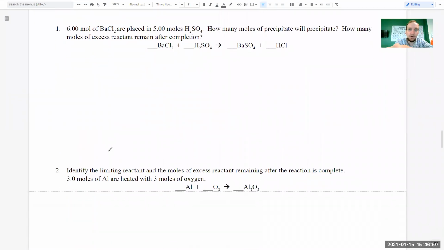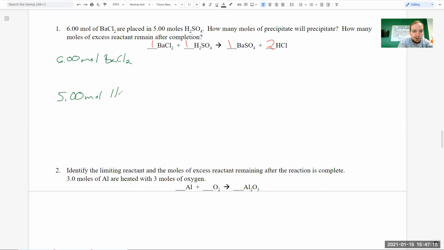In number one, the first thing I want to do is get this balanced, because why not, right? I have two chlorines and two hydrogens, so that means it's going to be a 2. That's going to be a 1 to 1 to 1 to 2 ratio on that balanced equation. So we're going to have two starting points. We have 6.00 moles of barium chloride, and our other starting point in the problem is 5.00 moles of sulfuric acid. Again, where I'm getting that from is right here and right there.